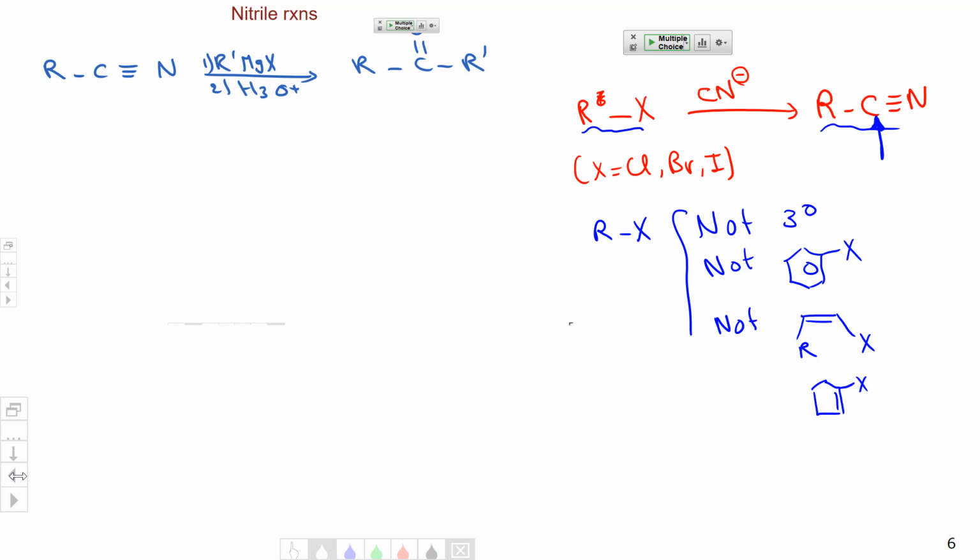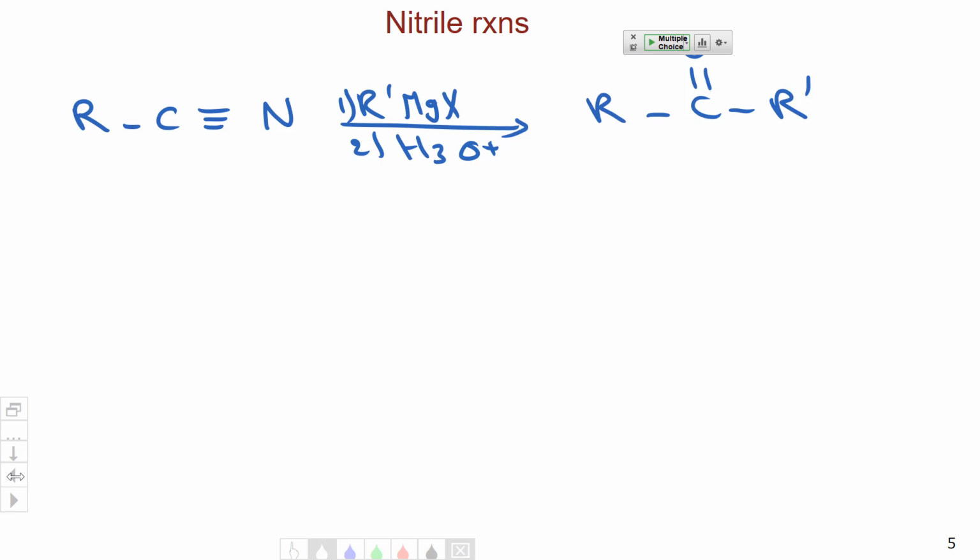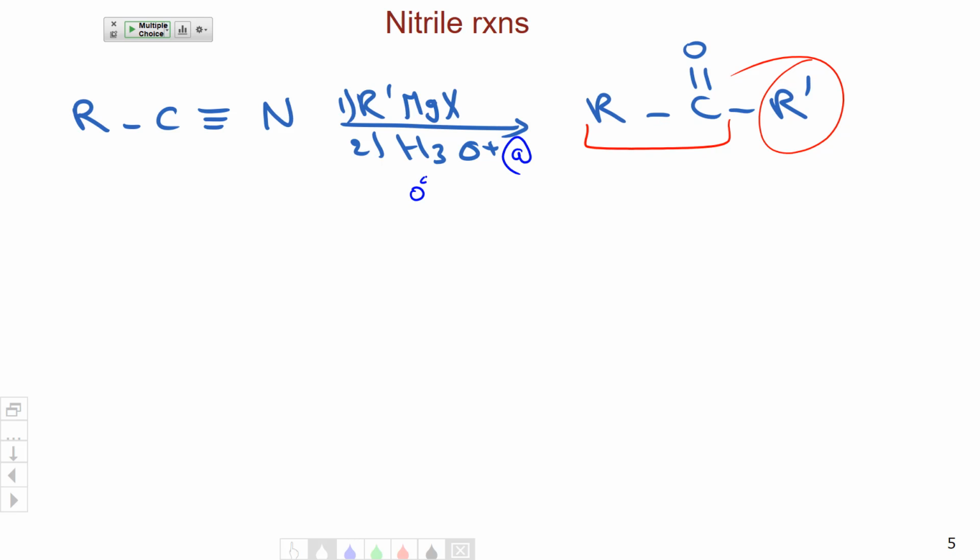Now, one of the reactions of the nitrile is with Grignard, the famous nucleophile that reacts with ketones, aldehydes, esters, and nitriles. The way that it reacts is this: the RC part is coming from the nitrile, and the R prime is coming from the Grignard. So in other words, I'm going from a nitrile to a ketone. This is one of the preparations of a ketone, to start with the nitrile.